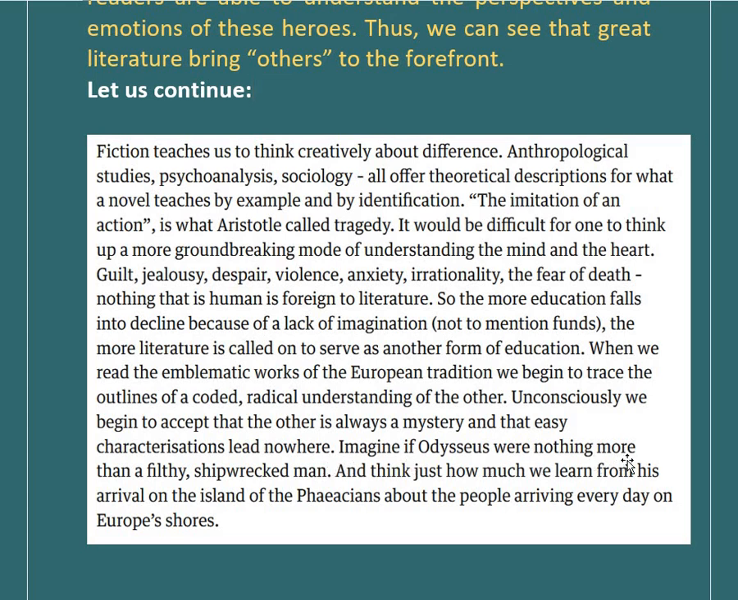Imagine if Odysseus were nothing more than a filthy shipwrecked man, and just think just how much we learn from his arrival on the island of Phaeacians about people arriving every day on the European shores. So thus we are able to identify the life of the emotions of the people, the refugees who are coming to the shores of Europe every day, from the representation of Odysseus as a filthy, shipwrecked man.